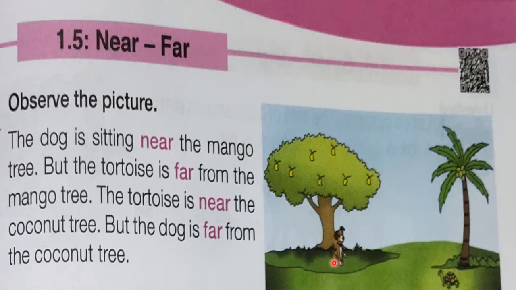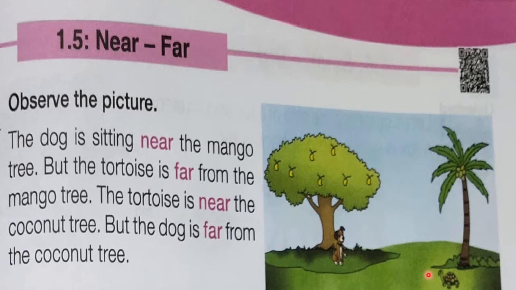Okay, from here to what the distance is. Observe the picture children here. The dog is sitting near the mango tree. Here is a dog and it is sitting under the mango tree. Okay, but the tortoise, what is this? This is the tortoise. But this tortoise is far from the mango tree.